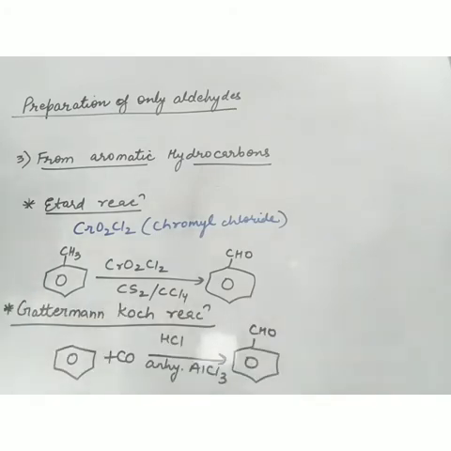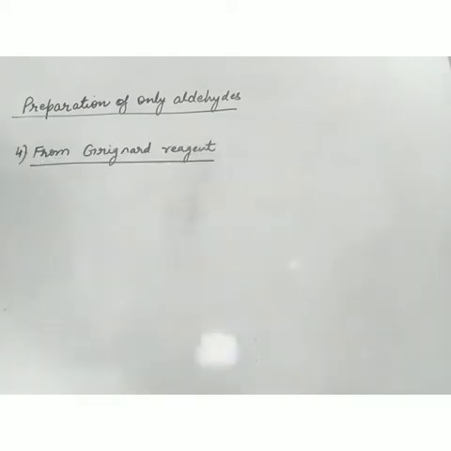Now there is one more reaction for preparing benzaldehyde or aromatic aldehyde, that is Gattermann-Koch reaction. Now in this Gattermann-Koch reaction, the starting compound is benzene. It is treated with CO. Now what is CO? It is carbon monoxide, in the presence of HCl and anhydrous AlCl3, and what do we get? We get benzaldehyde. So this is the next method.